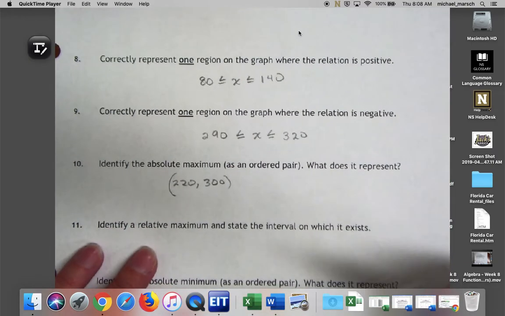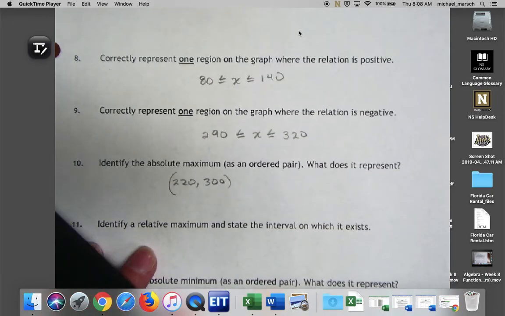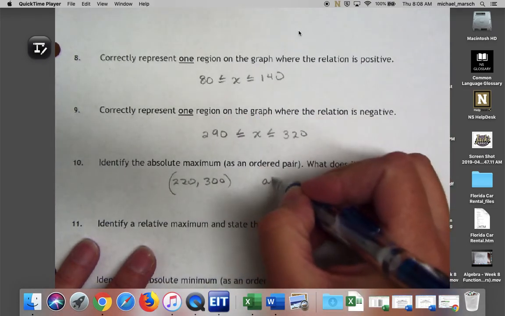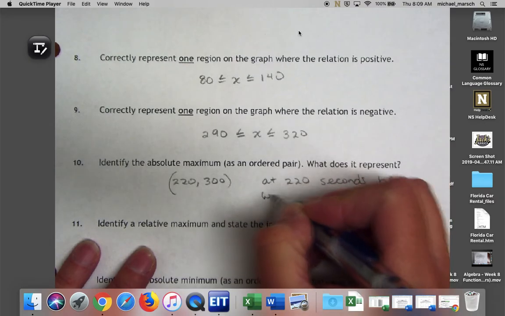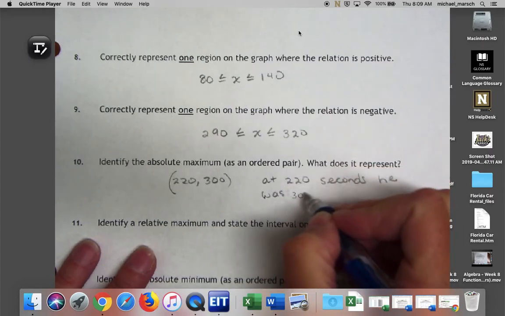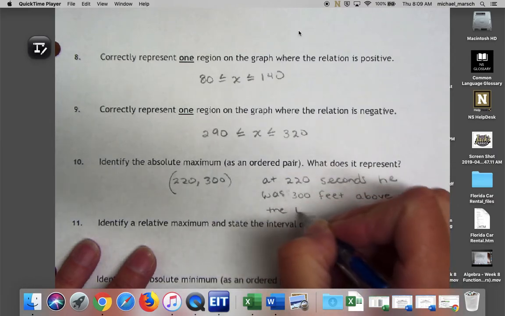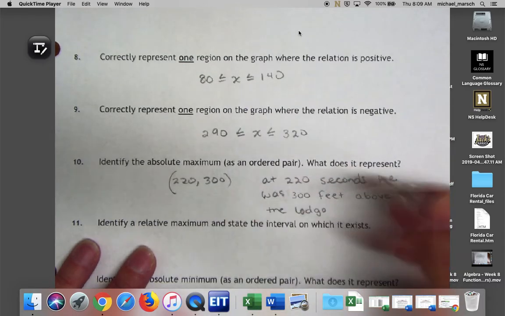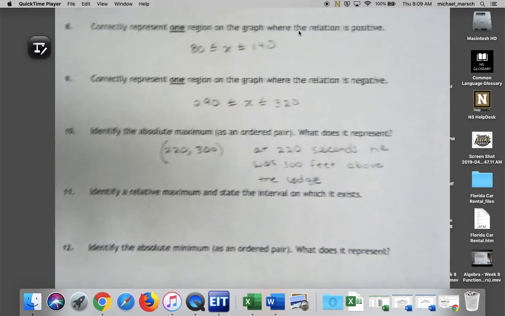And what does it represent? That represents the time in seconds that he, at 220 seconds, he was 300 feet above the lodge. Okay, so at 220 seconds, he was 300 feet above the lodge. I'm having trouble this morning, guys. Lodge. There we go.